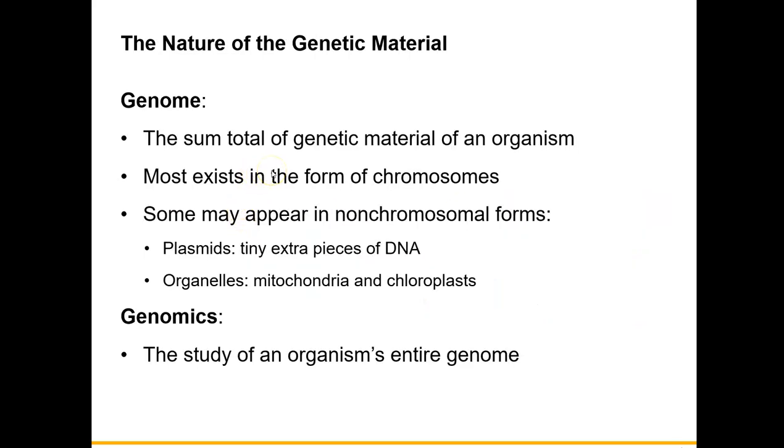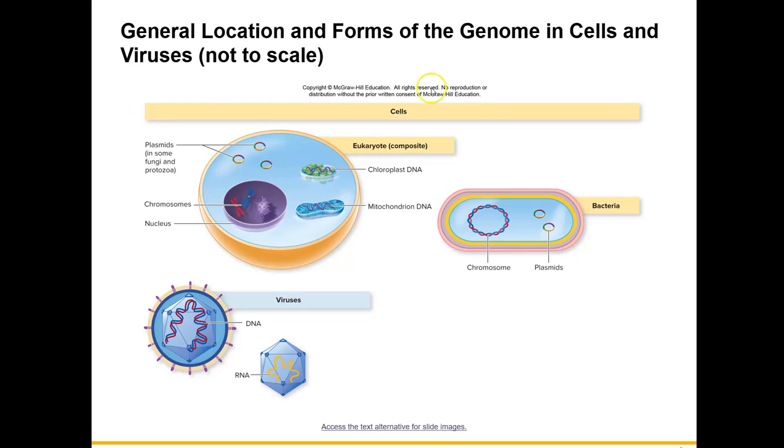The genome is the sum total of all the genetic material of an organism. Most exist in the form of chromosomes. Some may appear in non-chromosomal forms, like a plasmid, which is a tiny extra piece of DNA. And organelles, actually there are two that have their own DNA due to the endosymbiotic theory, where they believe that the mitochondria and the chloroplast may have been a bacteria at one time. There's also genomics, which is the study of an organism's entire genome.